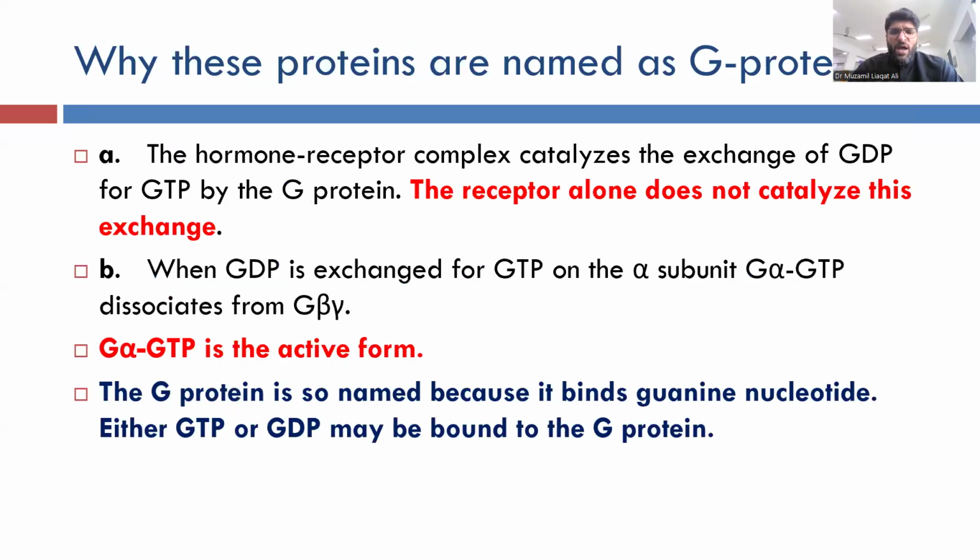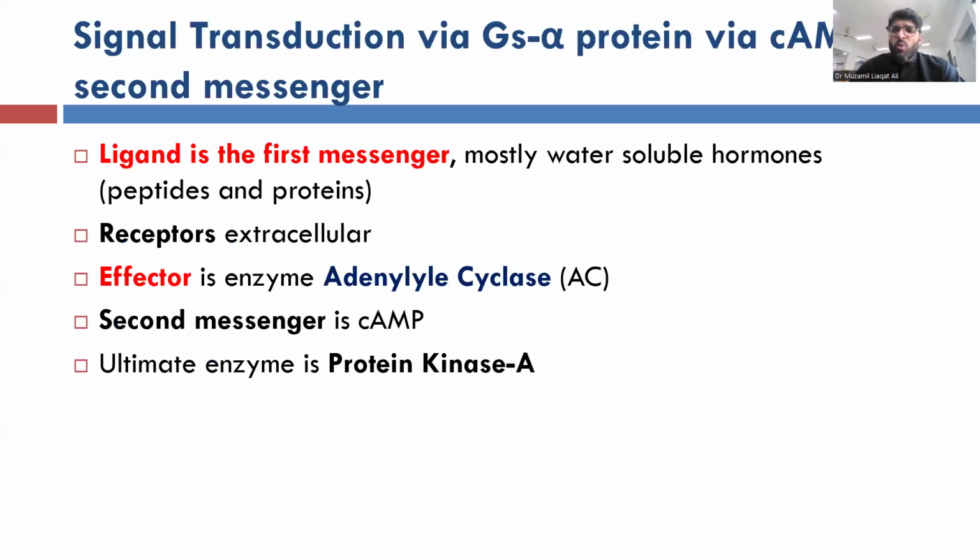Now, a question arises. Why are these proteins named G proteins? G proteins bind guanine nucleotides, GTP or GDP. Ligand binding to the receptor catalyzes the GDP to GTP exchange on the alpha subunit. The G alpha GTP dissociates and becomes the active form that modulates effector enzymes. Signal transduction via the Gs or stimulatory G protein is via the cAMP as a second messenger.